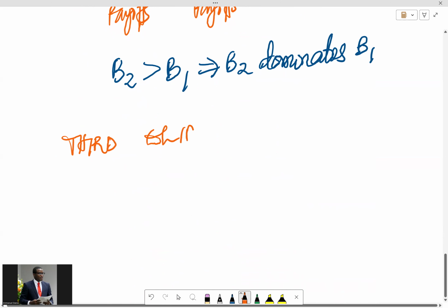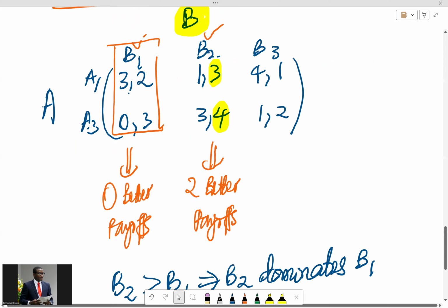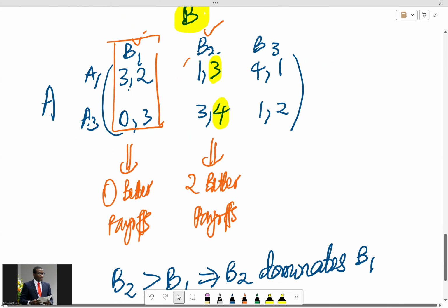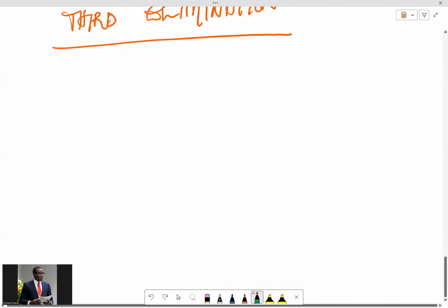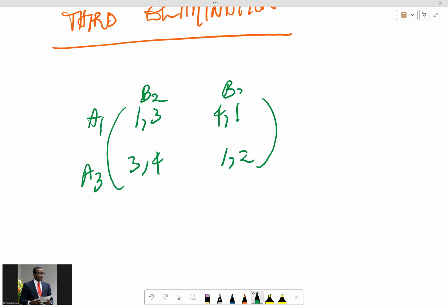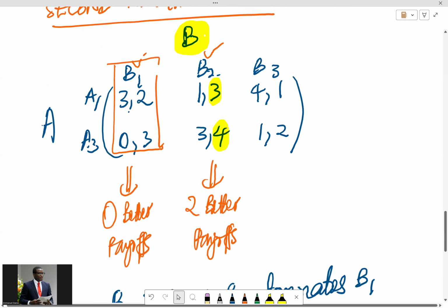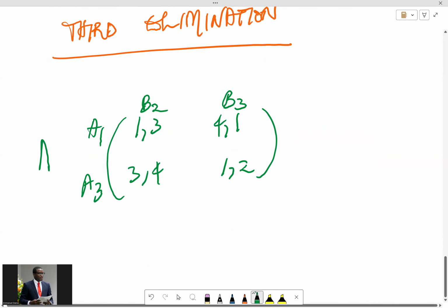Third elimination. So since it is sequential, it now goes back to A. But don't forget, we are going to eliminate strategy B1. So the next thing we are going to have will be just this. It's going to be B2, B3, and A1, A3. So see what happens here. So now we have 1, 3, 4, 1, 3, 4, 1, 2. And that will be for A1, A3, and B2, B3. Because now B1 is gone. So this is for player A here and player B here.